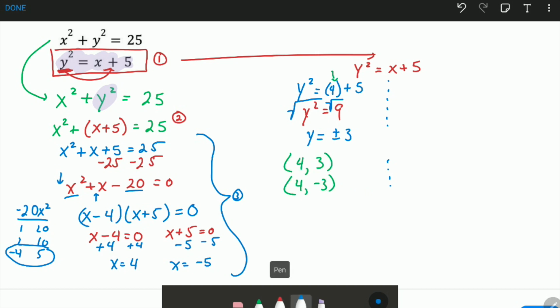Then, for the second x value, we have y squared equals negative 5, our second x value, plus 5. Negative 5 plus 5 is 0. And then square root both sides. We have y equals plus or minus the square root of 0, which is 0. And both positive 0 and negative 0 are the same thing, so it's really just y equals 0. So our third solution is negative 5 comma 0.